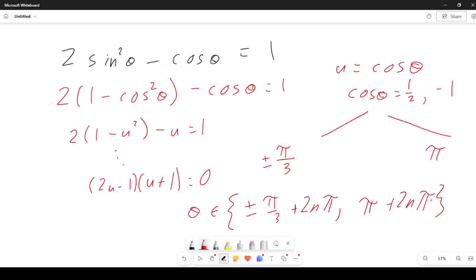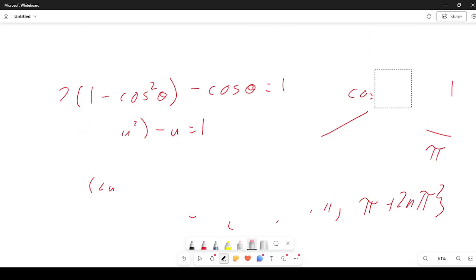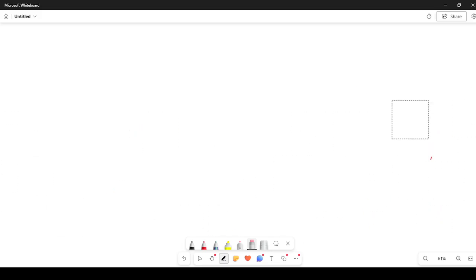Technically, with a set, nothing's supposed to appear more than once. But if you write pi plus 2n pi, or pi plus n pi and 2 pi plus n pi, that would be redundant. But it would not have anything wrong in it, so I would not take off any points for that.